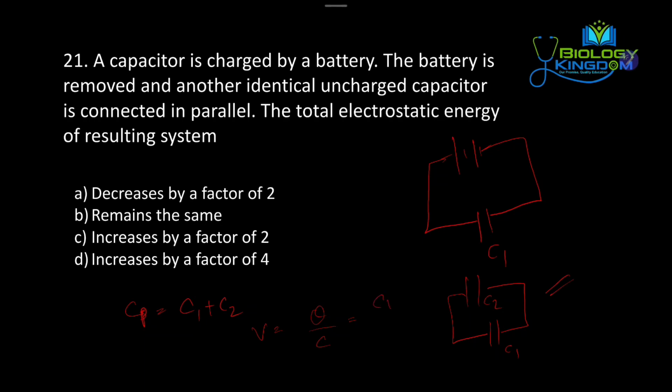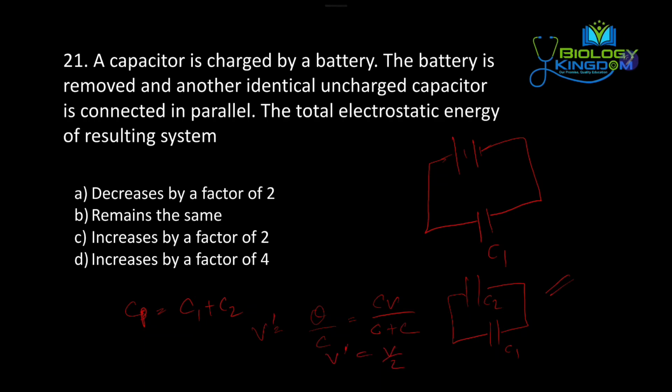Okay. So what is Q here? Q is CV. We know that for the total circuit, there will be C into V, total potential into total capacitance. And what is total capacitance here? That is C1 plus C2. Okay. So in the parallel, if they have same capacitance, let's suppose C, C.